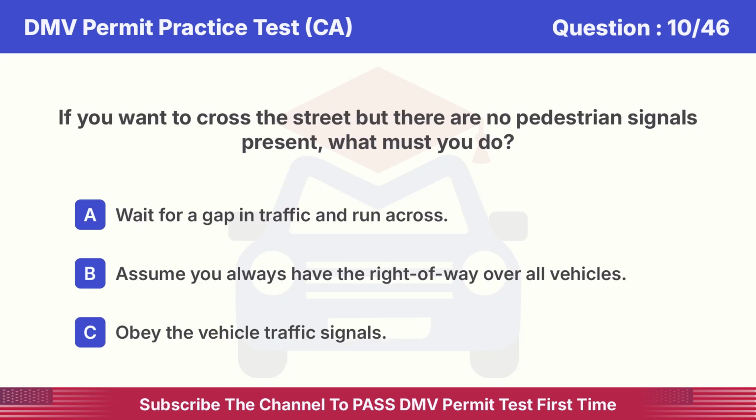Question 10. If you want to cross the street but there are no pedestrian signals present, what must you do? Option A. Wait for a gap in traffic and run across. B. Assume you always have the right-of-way over all vehicles. C. Obey the vehicle traffic signals.